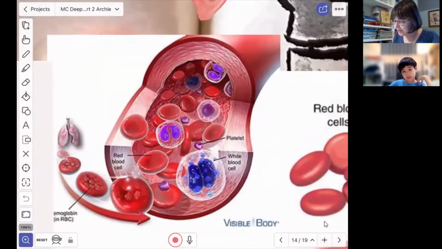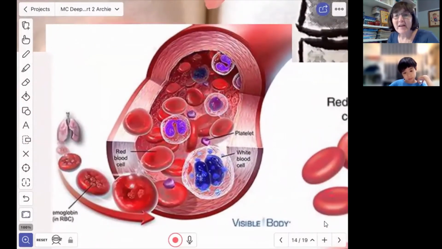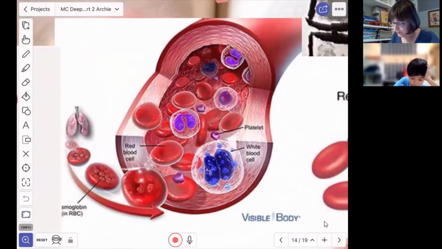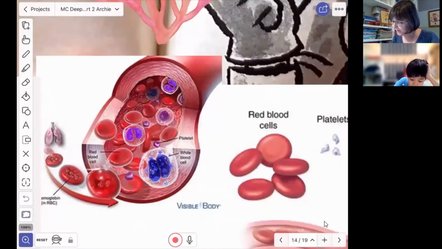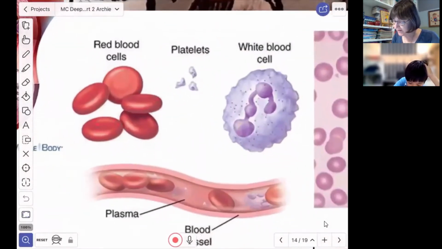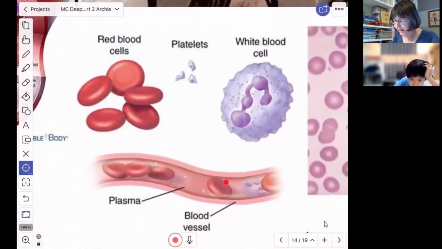And here's another illustration looking at the inside of a blood vessel. And we can see the big white blood cell here, and a red blood cell here, and a little platelet right here. And this is another illustration showing inside the blood vessel, we can see the red blood cells go through it carrying the oxygen, the white blood cells fighting disease, keeping us healthy, and the platelets.